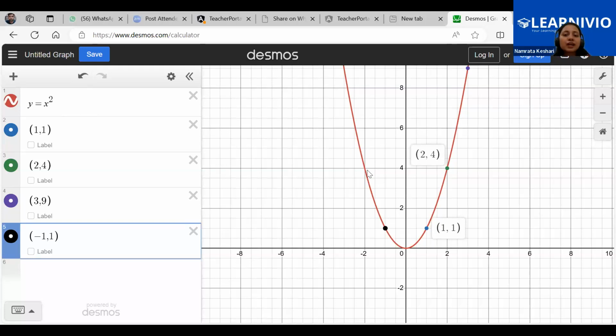When we are taking x as 2, y is coming out as 4, right?